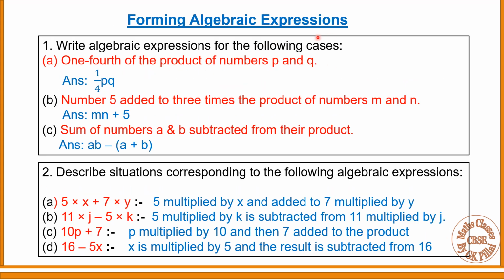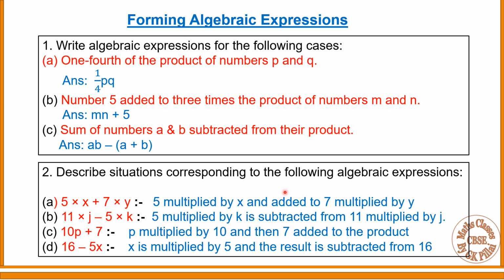Forming algebraic expressions. You will get a very basic idea about forming algebraic expressions. First one: 1/4 of the product of numbers p and q, 1 by 4 pq. Number 5 added to 3 times the product of numbers m and n: 3mn plus 5. Sum of numbers a and b subtracted from their product. The product will be ab minus, within brackets, a plus b.